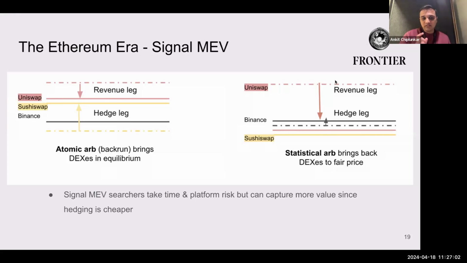It does expose you to risk, so you would need a lot of capital to actually execute something like this. You cannot do it atomically. There is platform risk where you're exposing yourself to Binance. There's also time risk where you're holding these tokens as your inventory until you can settle across the venues. But in general, this is more profitable.